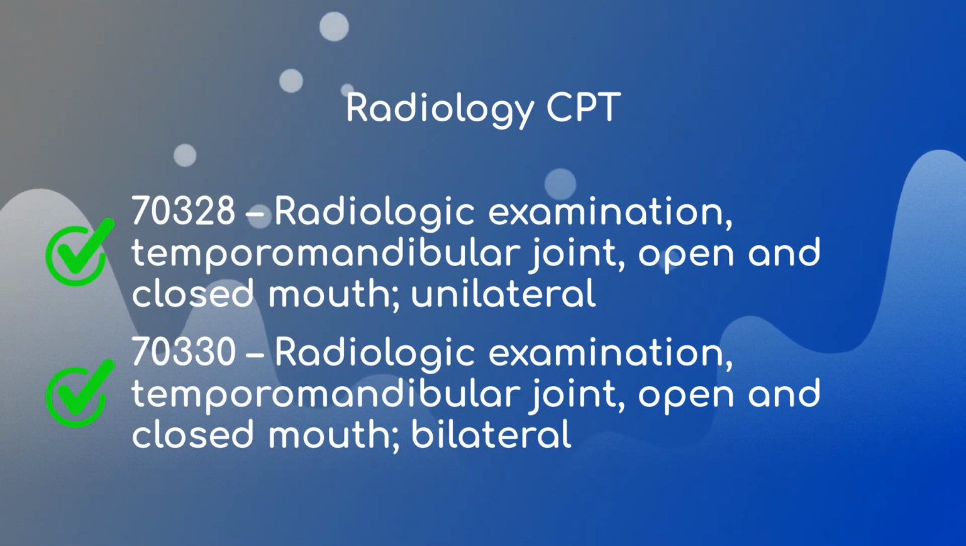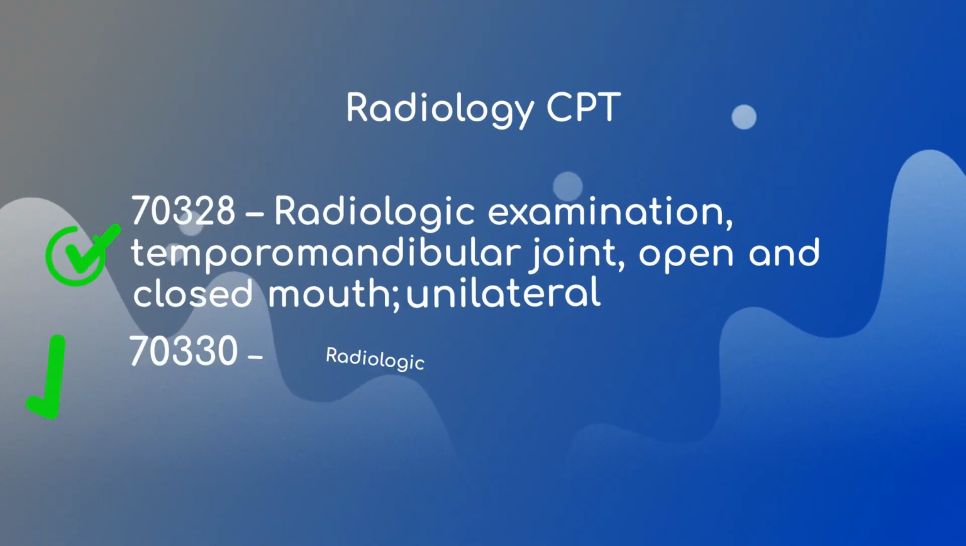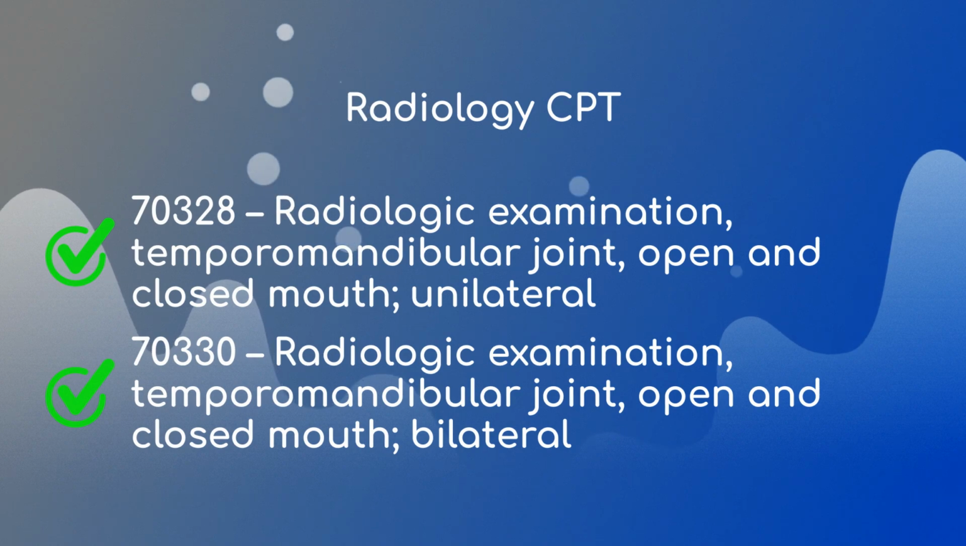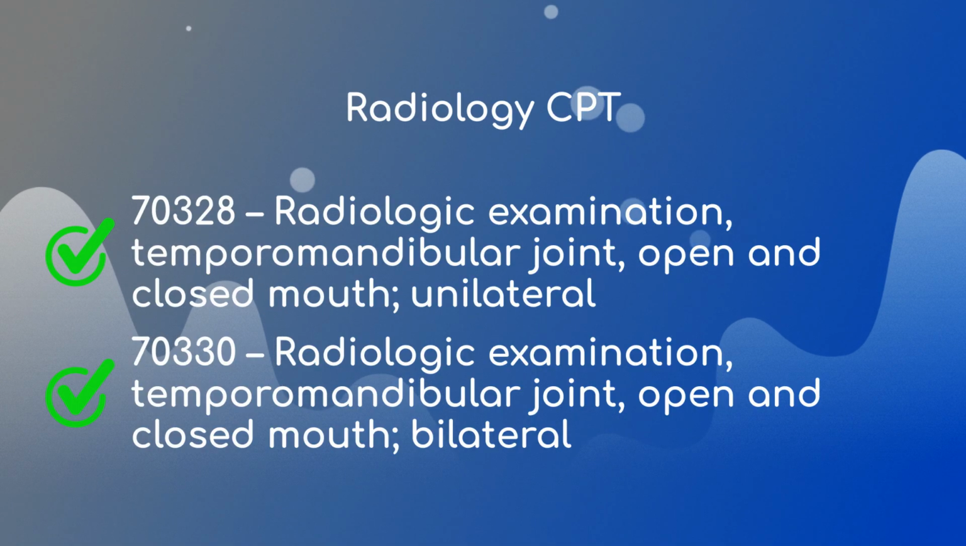70330, radiologic examination, temporomandibular joint, open and closed mouth, bilateral. This is used when both TMJs are imaged, again with open and closed mouth projections. It's important to verify the clinical documentation and radiology order to determine whether 70328 or 70330 is appropriate.